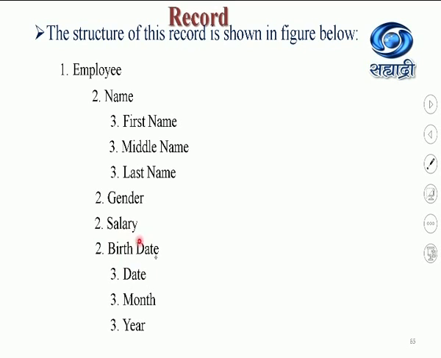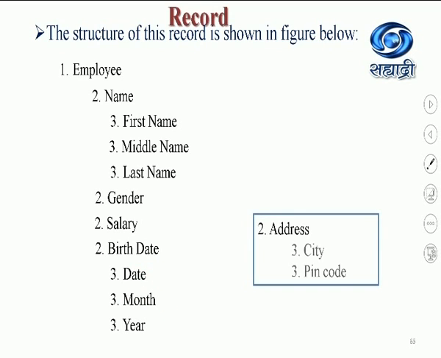Then birth date is again a group item, so it is divided into date, month and year. Then address contains city and pin code. Before each field you can see a number. This number is called the level number. So 1 is the level number of the record which you are going to store. We are going to store the record of an employee, so it has level number 1.